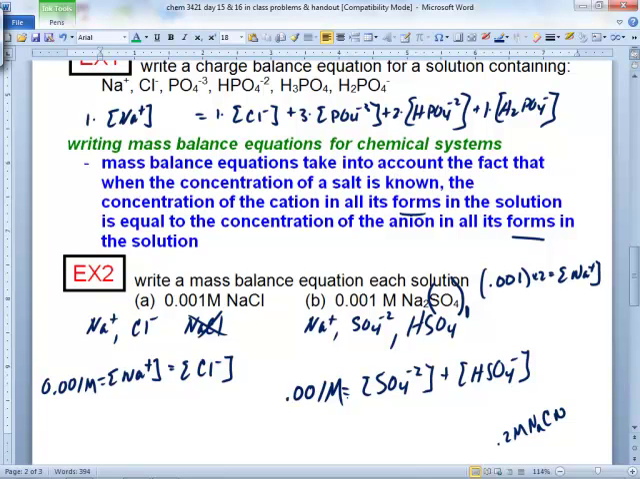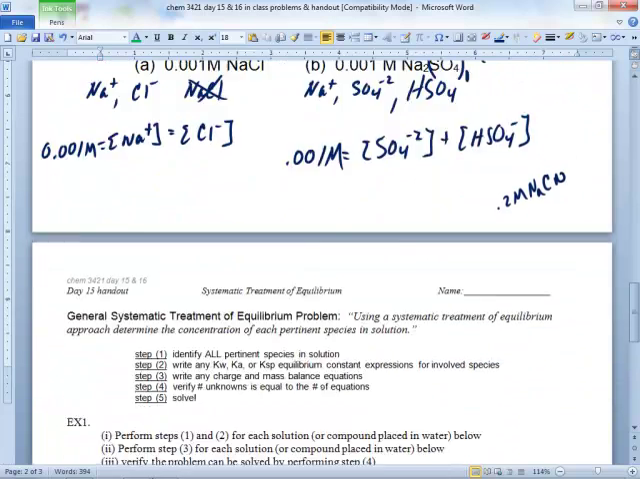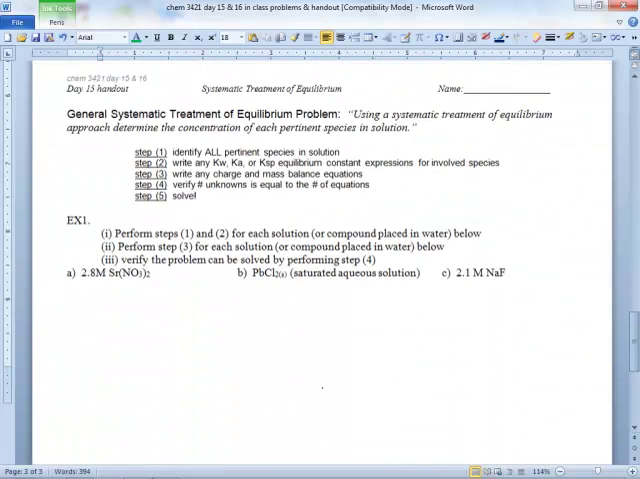So there's a couple of equations. Mass balance equation to be right. Charge balance: put all the cations on one side, anions on the other, put the charge out front. Mass balance: identify all the species, and then just recognize, okay, the cation in all of its forms has to equal, you can kind of figure it out. Concentration of sulfate in all its forms has to equal, kind of figure it out. Okay.